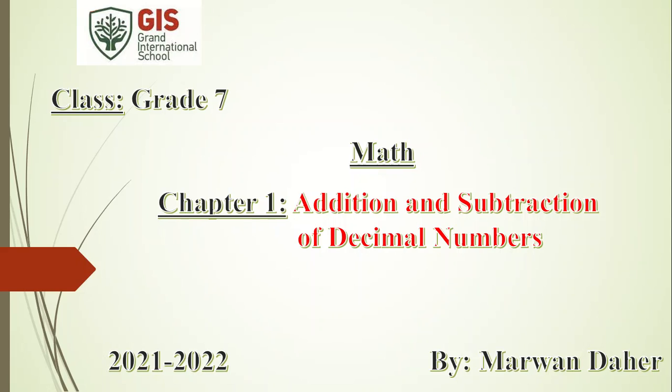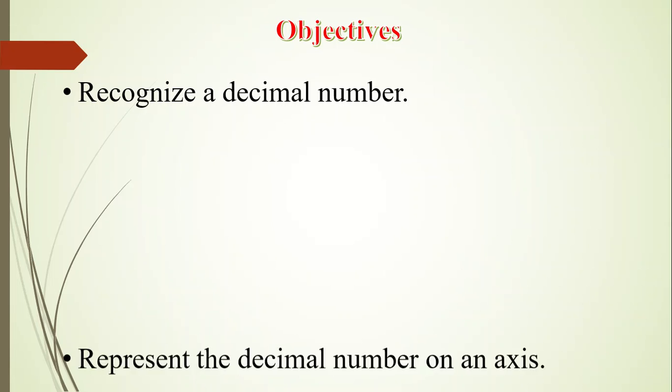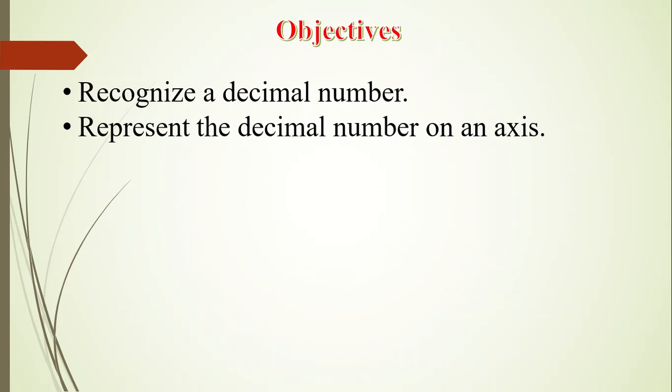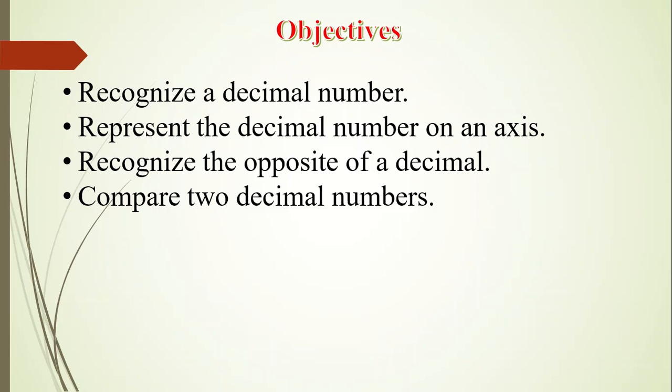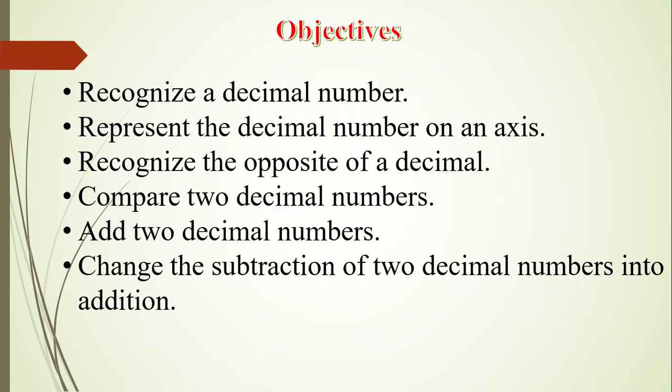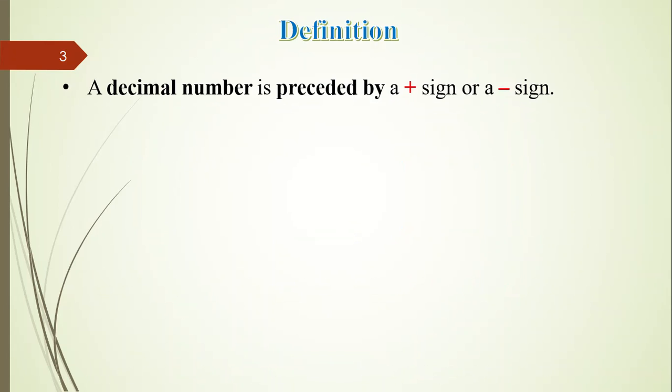Chapter 1: Addition and Subtraction of Decimal Numbers. Objectives: recognize a decimal number, represent the decimal number on an axis, recognize the opposite of a decimal, compare two decimal numbers, add two decimal numbers, change the subtraction of two decimal numbers into addition, and perform calculations on decimal numbers. Definition: a decimal number is preceded by a positive sign or a negative sign.